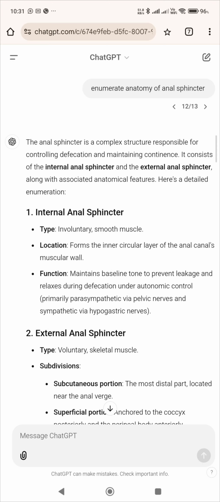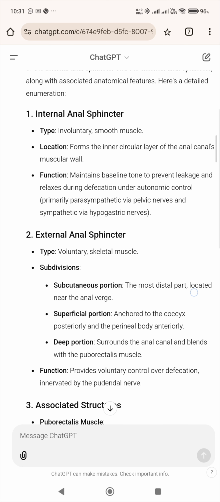The anal sphincter is a complex structure responsible for controlling defecation and maintaining continence. It consists of the internal anal sphincter and the external anal sphincter, along with associated anatomical features. Here's a detailed enumeration. 1. Internal anal sphincter. Type: involuntary, smooth muscle. Location: forms the inner circular layer of the anal canal's muscular wall.